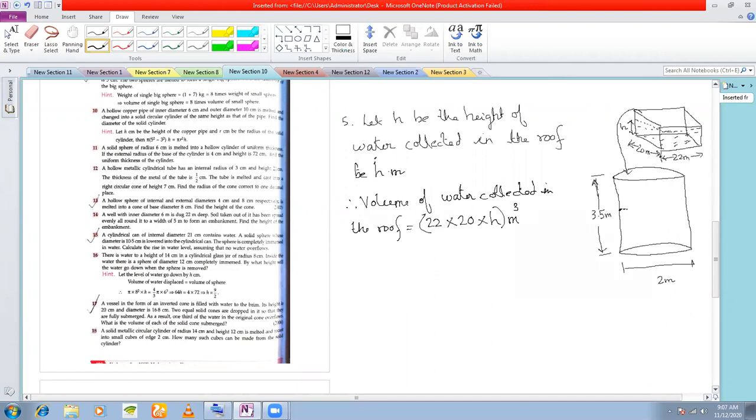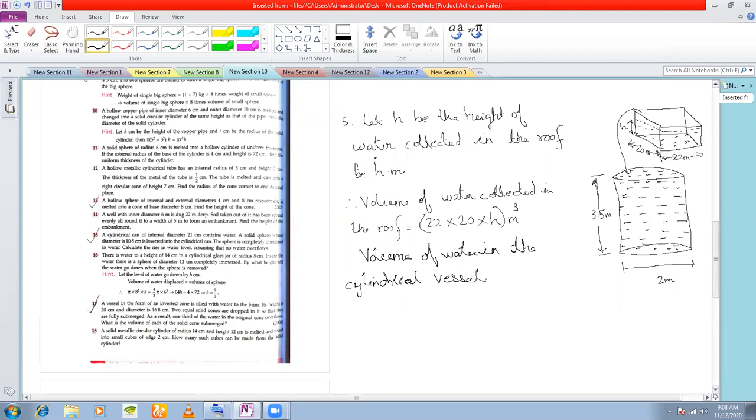Now this rainwater actually just fills this cylindrical vessel. Okay, that is what is given in the problem. That the water is enough in the roof to fill this cylindrical vessel up to the top. Okay, so what is the volume of the cylindrical vessel? Volume of water in the cylindrical vessel is pi r square.